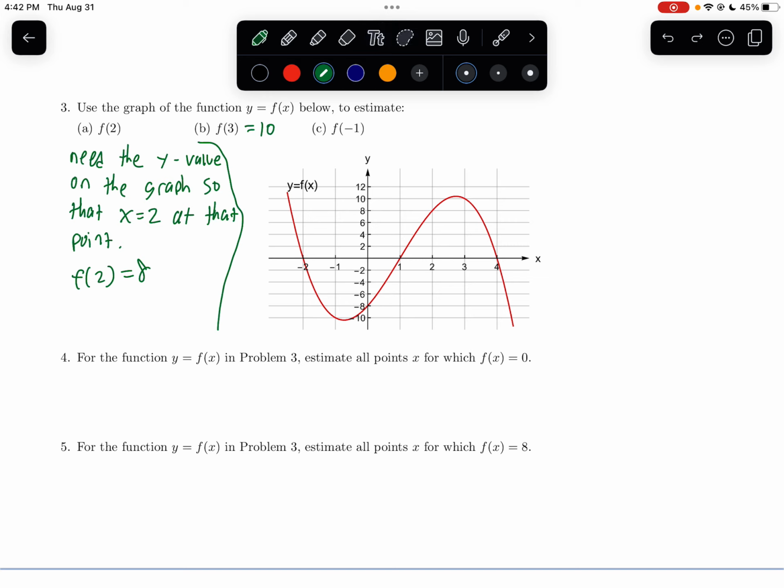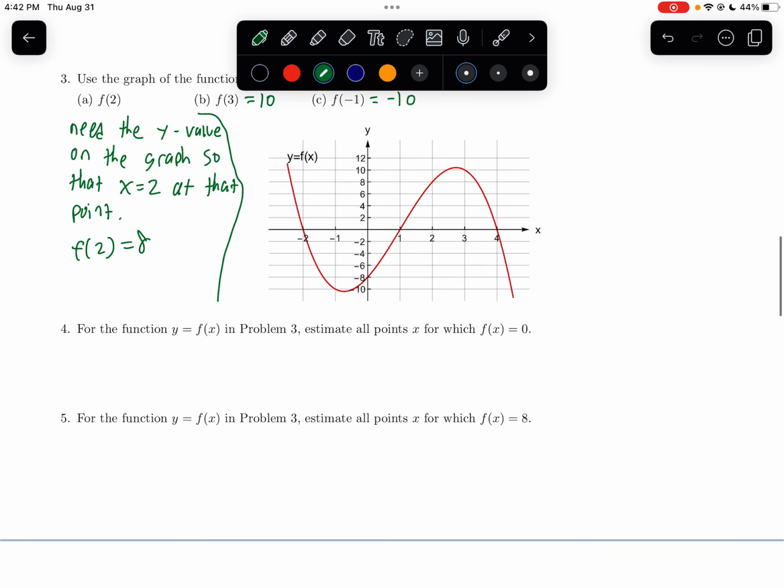For f of -1, you go over to x equals -1 on the horizontal axis, and that reaches the function at about -10. So that would be the output value associated with the input. And now we can estimate all points for which the function has an output value of 0. And there's more than one.